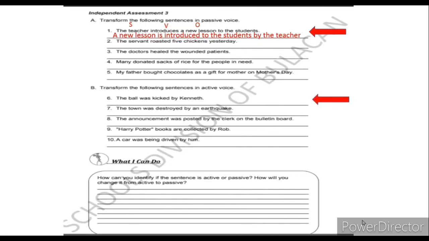Let's try the first one. "The ball was kicked by Kenneth." Let's first identify who kicked the ball. Kenneth. So Kenneth will be placed on the first part of the sentence. And then what did he do? He kicked. And then what did he kick? The ball. So the active voice for it would be "Kenneth kicked the ball." Like that.